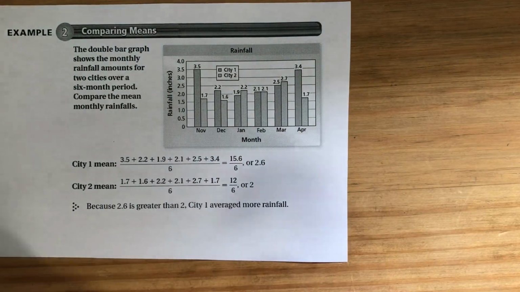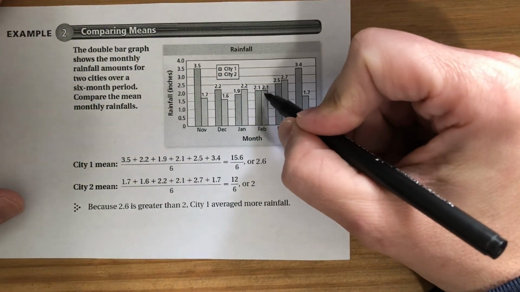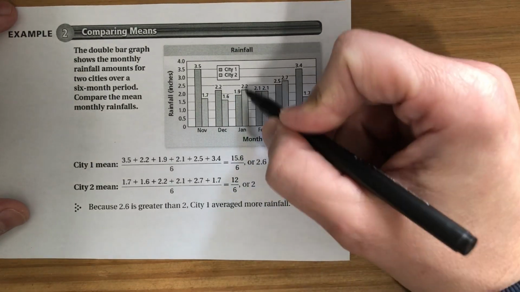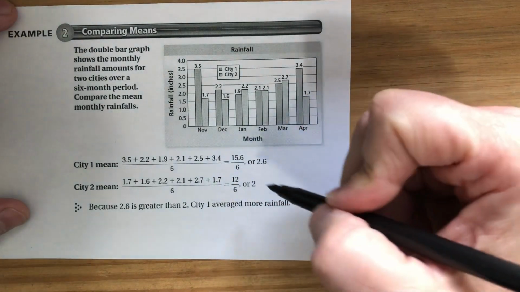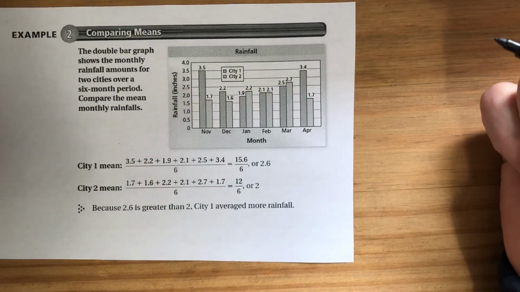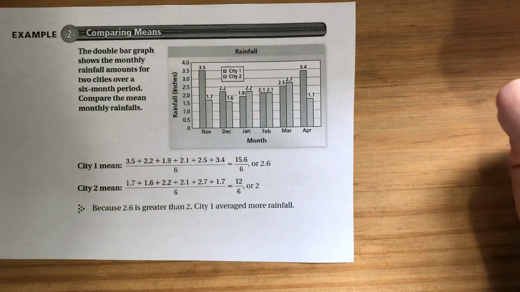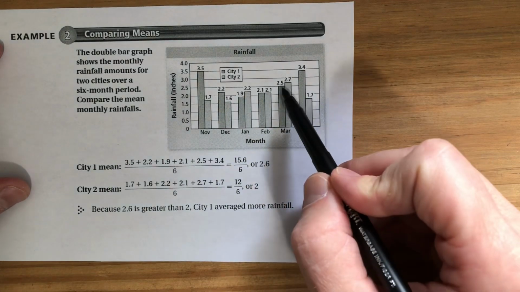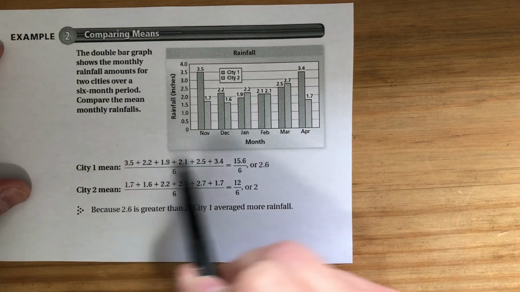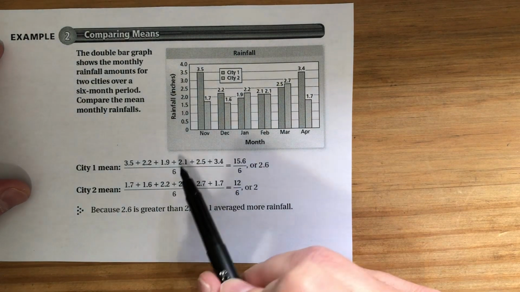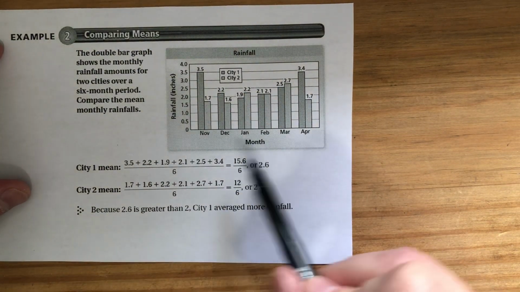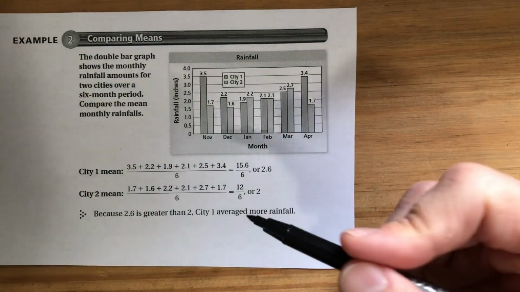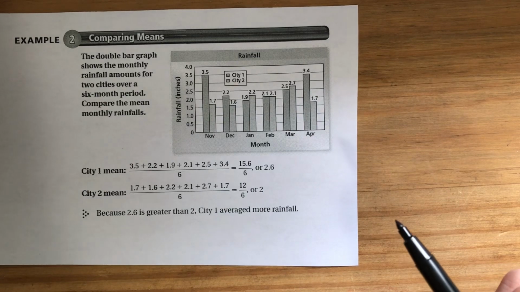And you can see that in some months, like February, they had about the same amount of rain total during the whole month. But in January, City 2 had more rain. And in December, City 1 had more rain. So it's really hard to compare unless you get an actual average. What you could do is add 3.5, 2.2, 1.9, 2.1, 2.5, and 3.4 to get the sum of City 1's rain and divide it by 6 months to get an average. And then do the same thing with City 2. Once you calculate that average, you can justify that City 1 had more rainfall on average.